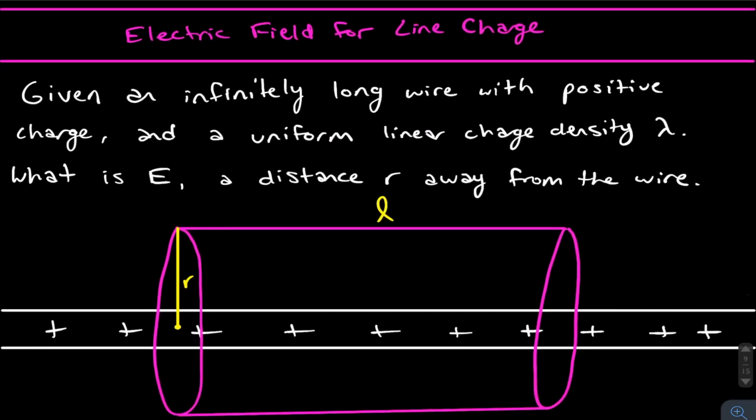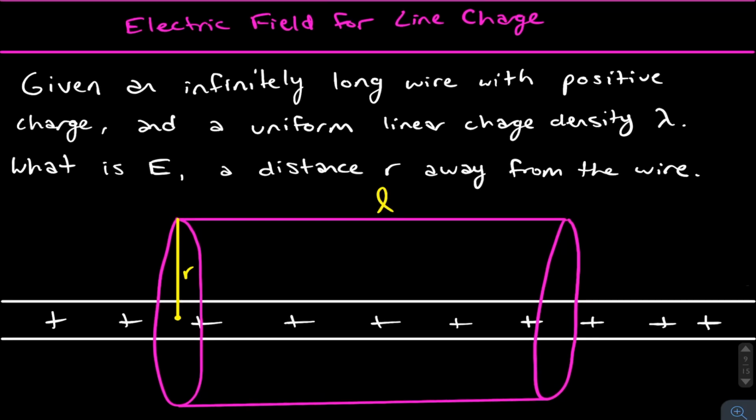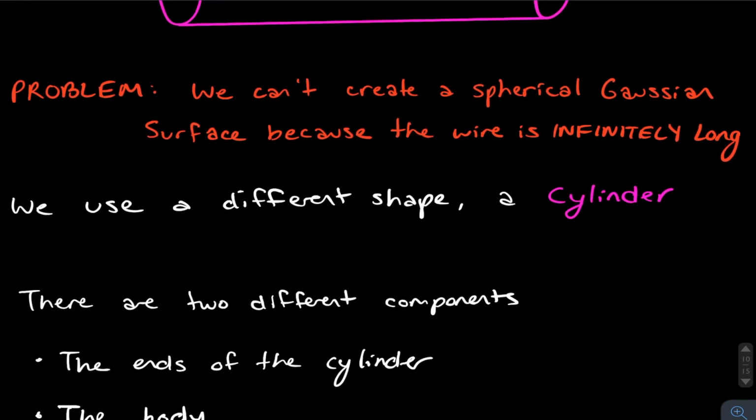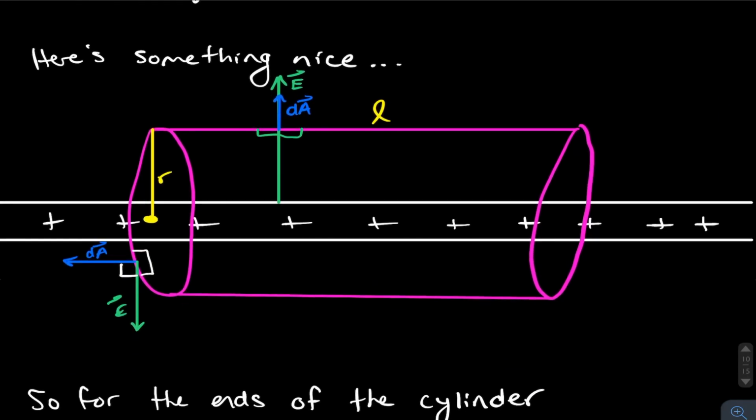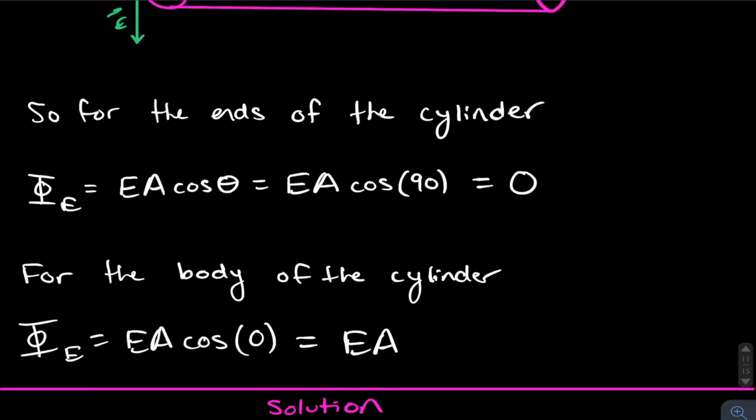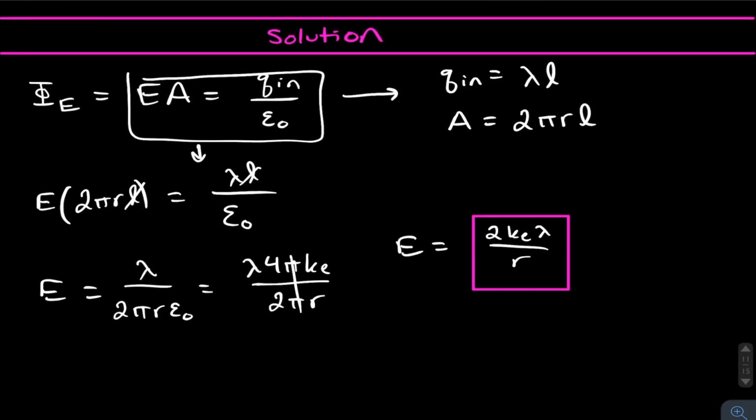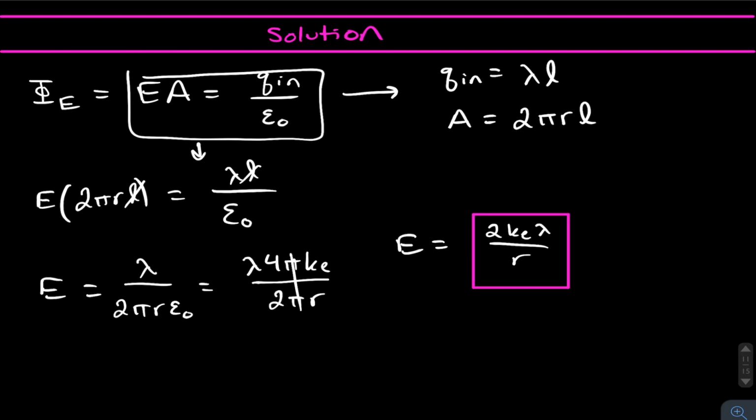All right, we talked about a line charge. We talked about how we set up our cylindrical Gaussian surface. We talked about why we did it, because you can't do a spherical Gaussian surface when the wire is infinitely long. It doesn't make sense. We talked about how through the body of the cylinder, that's the only flux that we care about because there's no flux through the sides. Okay, so we only talked about the body here, and we used that to find the electric field. Okay, and that was just 2ke lambda over r.